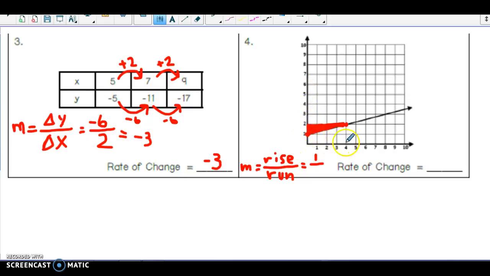The x-axis also goes in units of 1, so we can count our boxes. We go from this corner over 1, 2, 3, 4. So our run is 4, giving us a rate of change or slope that's 1/4. Remember, it's also positive because it's going uphill. Remember, slope dude says puff, puff, positive.